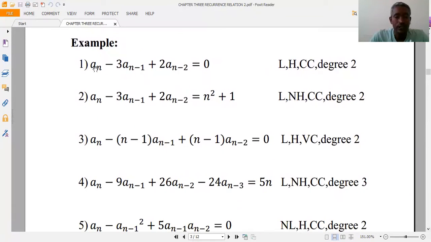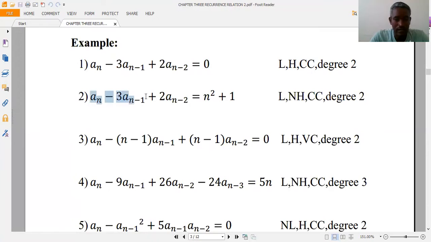For example, you can look at the first example. You can see that it's linear, the coefficients are constant, and f(n) is 0. Therefore, it's homogeneous, and it has degree 2. So it is linear, homogeneous, constant coefficient, degree 2.